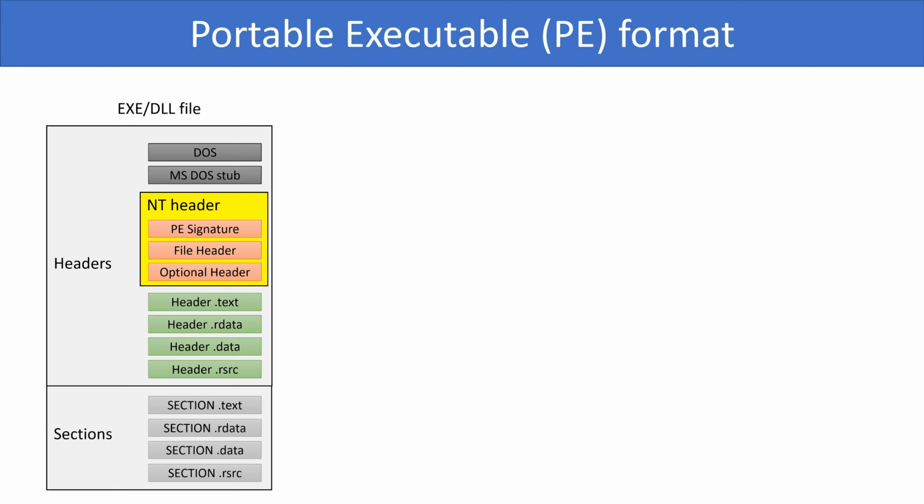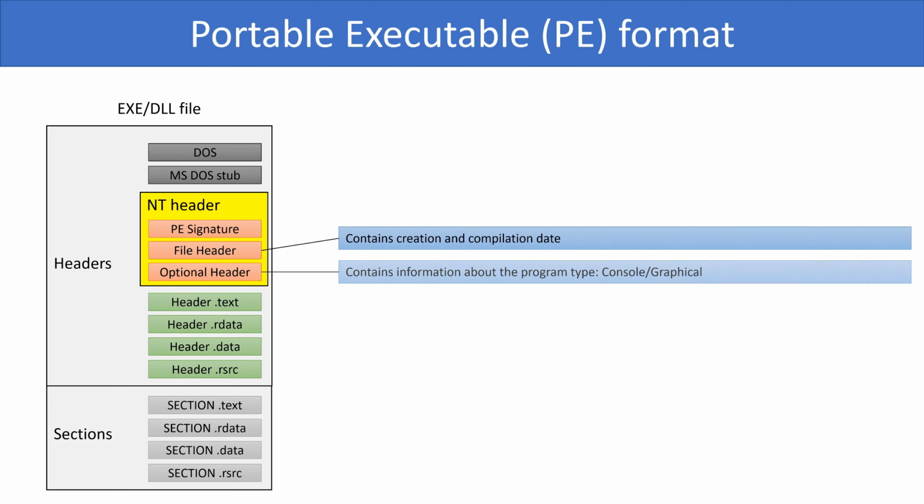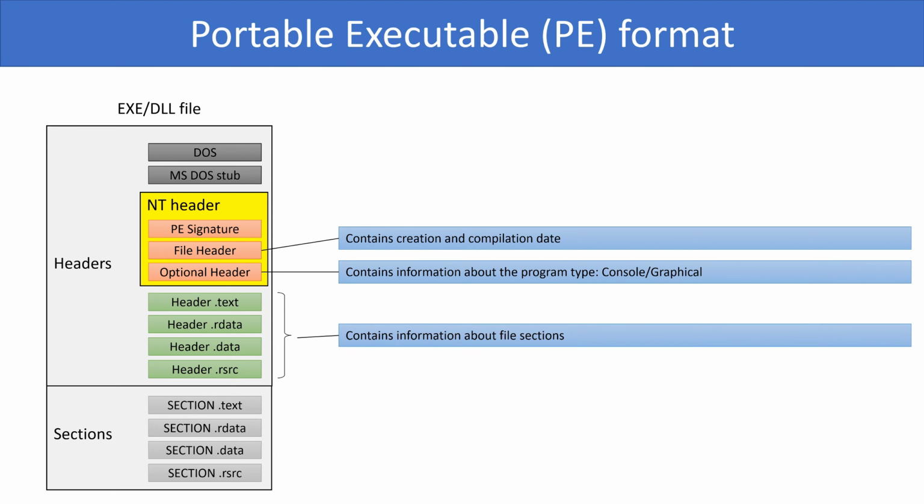as analysts. Within the NT header, the compilation date and program type, either graphical or console, are specified. The subsequent header group contains information like the program's entry point, indicating where and how the program starts, disk and memory code size, and much more. Following the headers are the sections themselves, which contain the executable code.